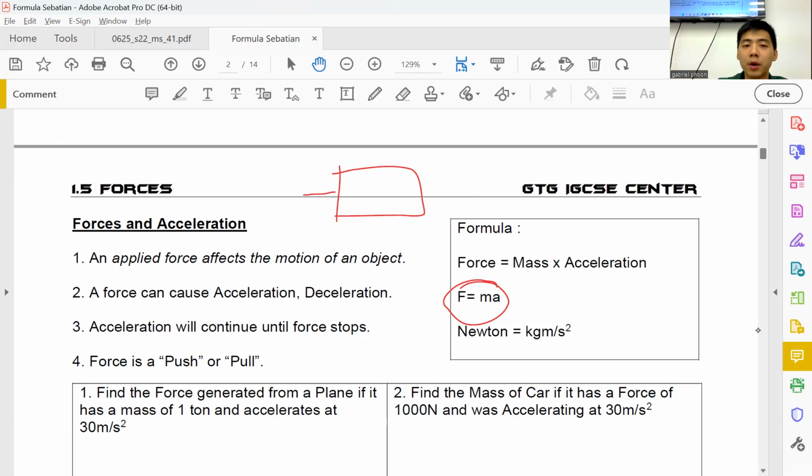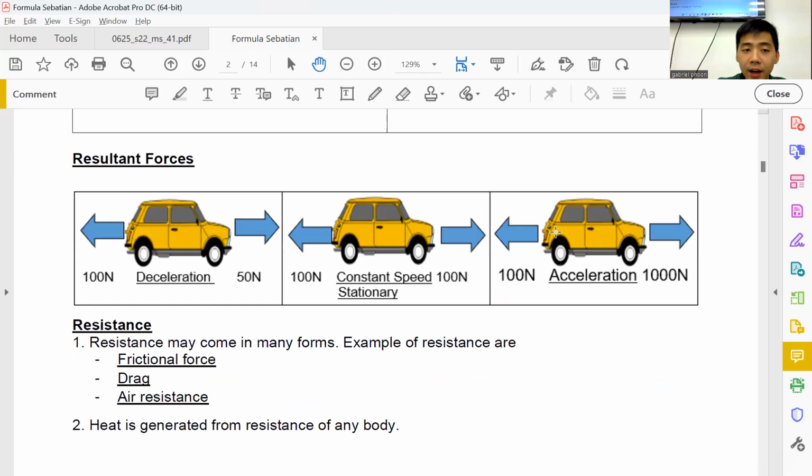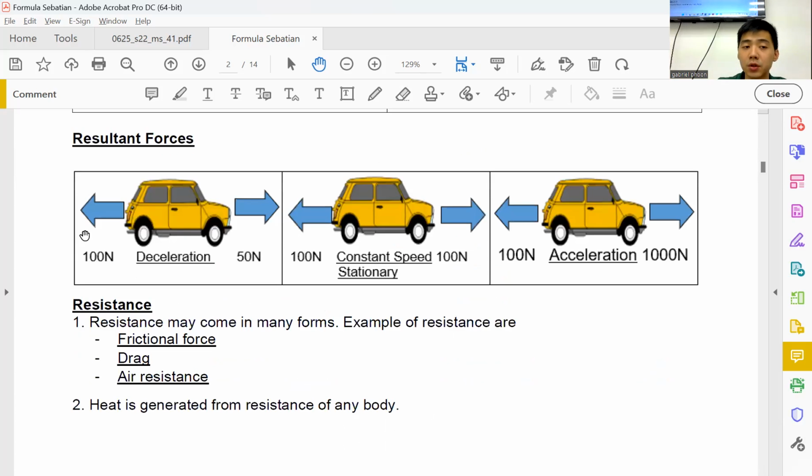Then from here, we also talked about the three conditions for the forces. It will either have deceleration. This is when the backward force is greater than your forward force, for example, when you step on the brake. It will either move at constant speed or stay stationary. This is when the two forces are equal, back and forward.